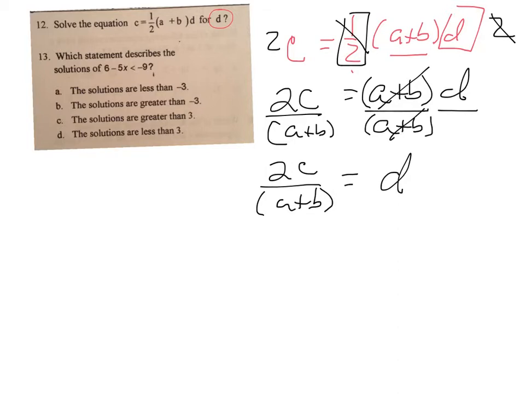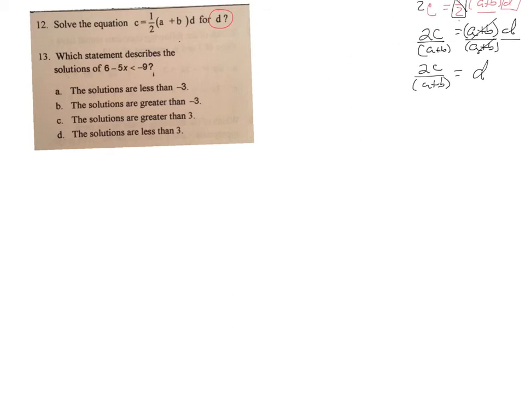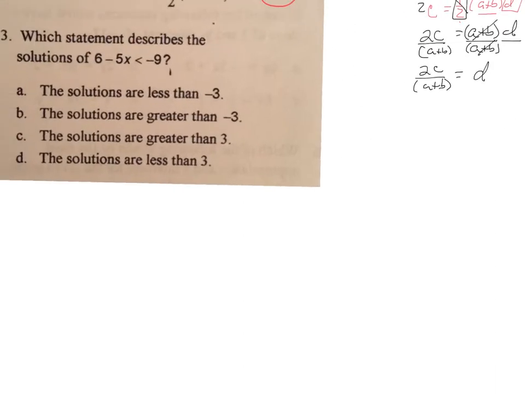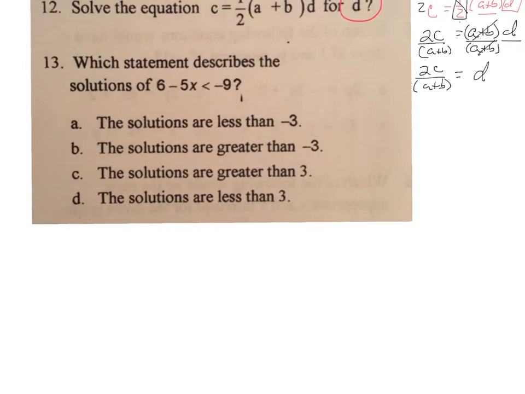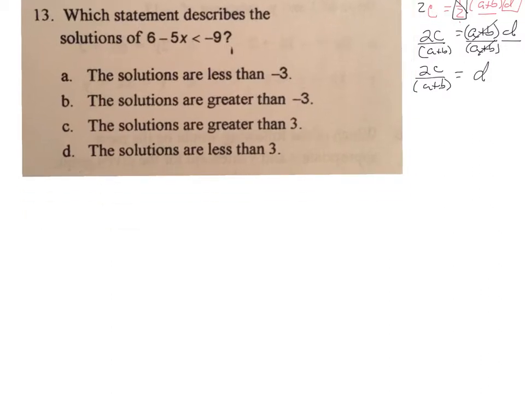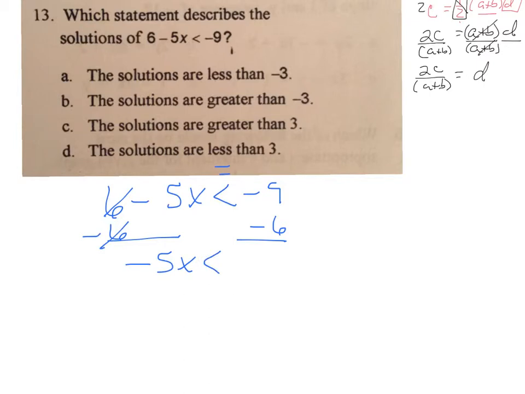All right, let me go ahead and I'm going to minimize that. Push that off to the side. Now, let me go ahead and bring this one up. On number 13, which statement describes the solution of 6 minus 5x is less than negative 9? Now, hopefully you remember how to solve these. These problems, 6 minus 5x is less than negative 9, is just like an equation. This is just like an equal sign. All right, I'm going to subtract 6 from both sides. 6 is gone. I'm left with negative 5x is less than, now negative 9 minus 6 is negative 15.